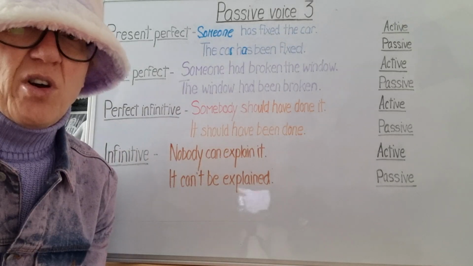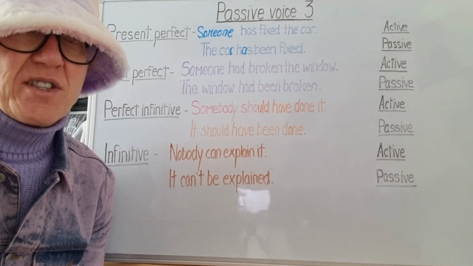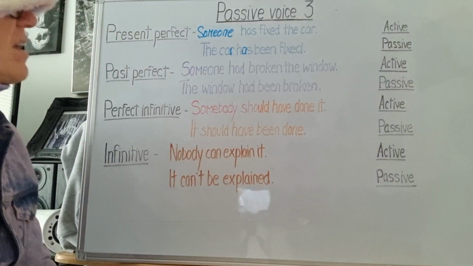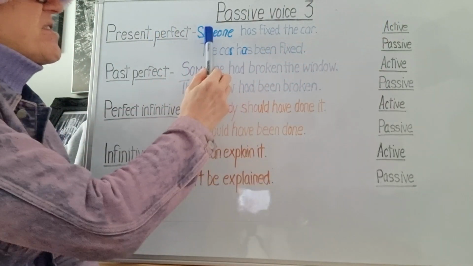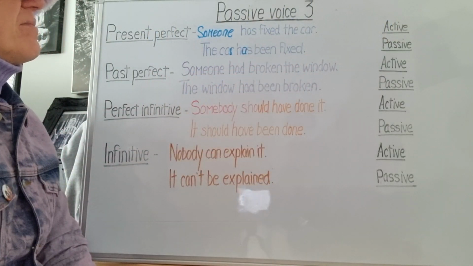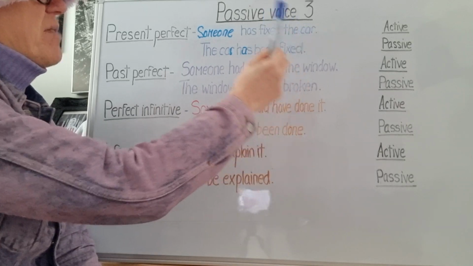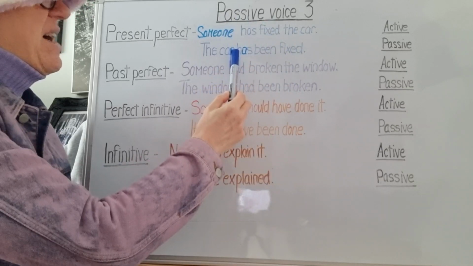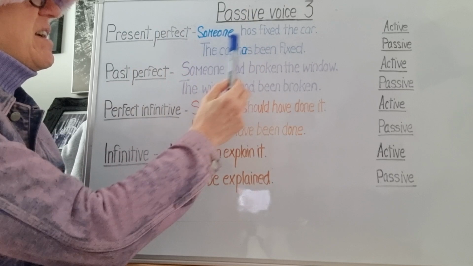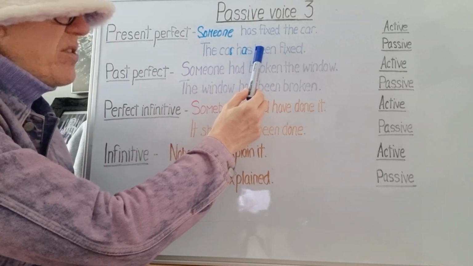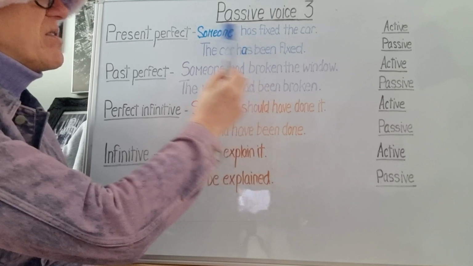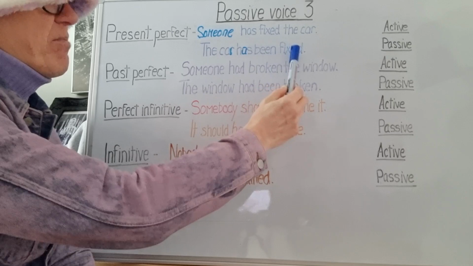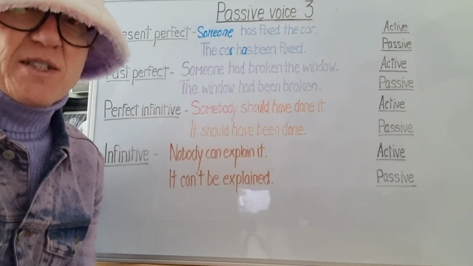Okay, you're going to hear the words past participle a lot today, okay? So if you don't like those words, sorry. Present perfect, active sentence. Someone has fixed the car, okay? We take the object, it becomes the subject, the car has been fixed. We use has been because it's present perfect. We must use the verb to be in passive voice, and we must use been because it's perfect. Has been, have been, had been, and then the past participle of the verb because it's passive voice.